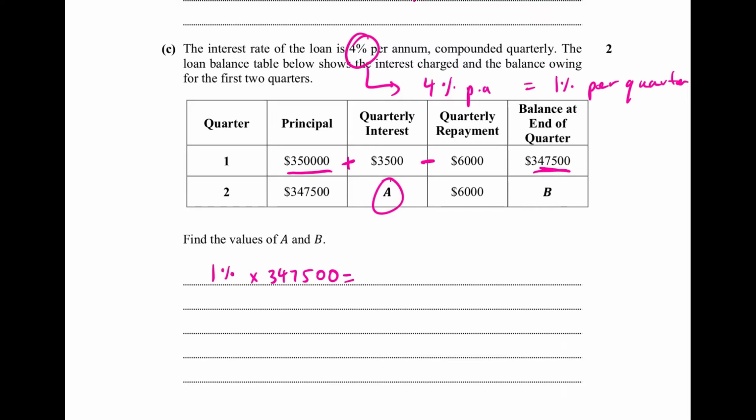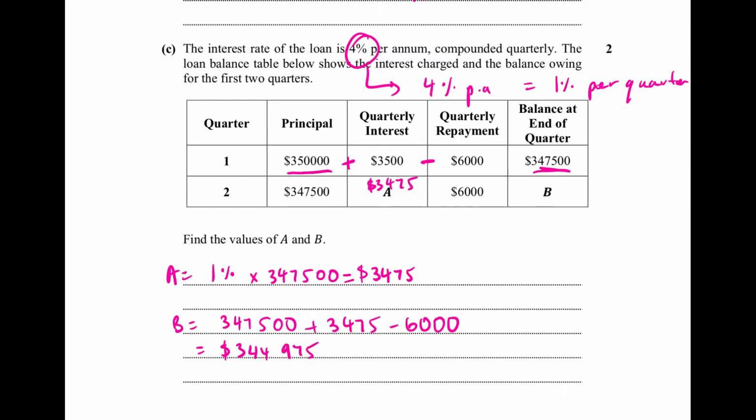So to determine A, I need to find out 1% of $347,500, and you get $3,475. Okay, so A is $3,475, and then for B, it's going to be your $347,500 plus your interest minus the repayment. Okay, and you get $344,975. So you just have to make sure that B is always going to be like an indicator, so that you know if you're on the right track or not. B obviously must be less than what you initially owe.